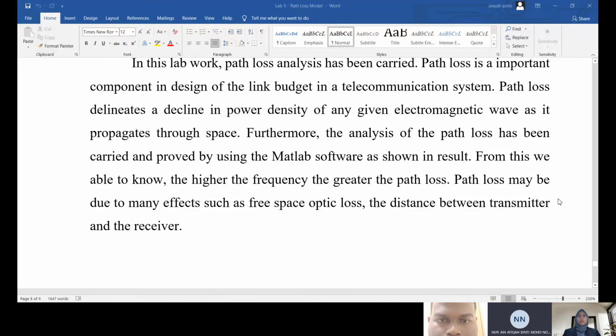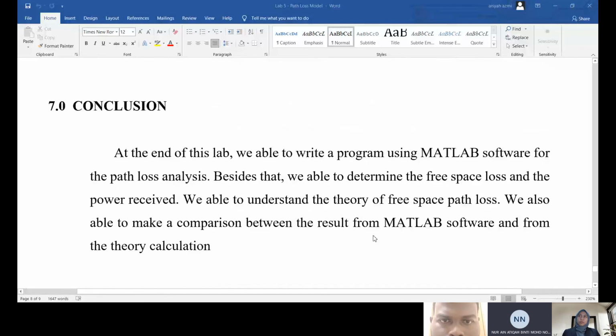From this lab, we are able to know that the higher the frequency, the greater the path loss. The path loss may be due to many effects such as free space loss and the distance between the transmitter and the receiver. Next, for the conclusions, at the end of this lab, we are able to write a program using MATLAB software for the path loss analysis. Besides, we are able to determine the free space loss and the power received. We are also able to understand the theory of free space path loss. And lastly, we are able to make a comparison between the results from the MATLAB software and the theory calculation.